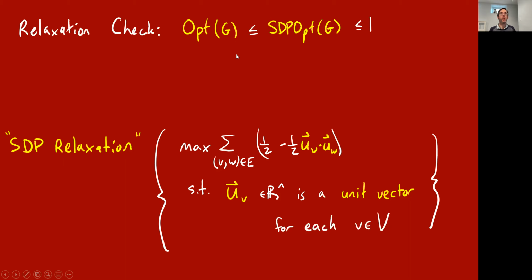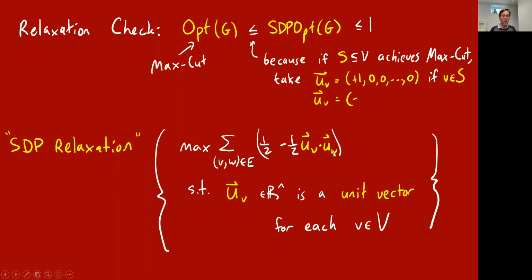Well, actually, I'll come back to that in a second, but let me do this, as it says on the slide, this relaxation check. I want to check that this program is still a relaxation. So first of all, what it means to be a relaxation is that the optimum, the actual max cut in the graph, should have value less than or equal to the semi-definite program's optimum. And I claim that's true because suppose you have any cut, some subset of vertices S, which achieves the maximum cut, that achieves this optimum value.